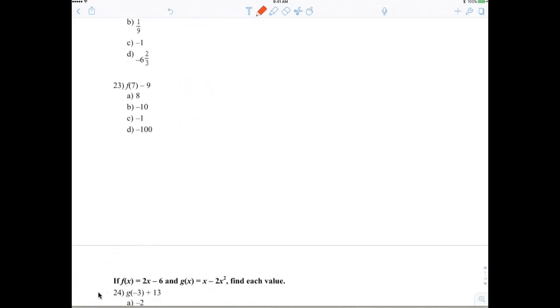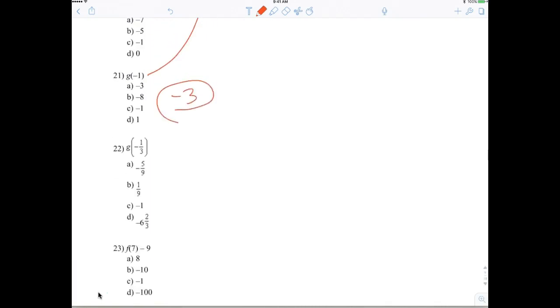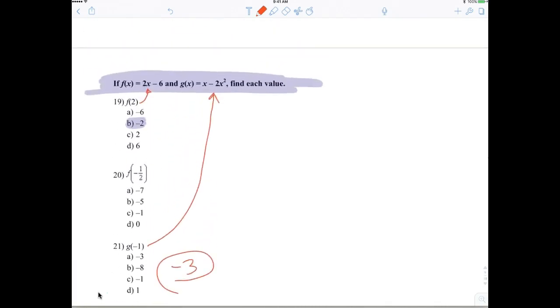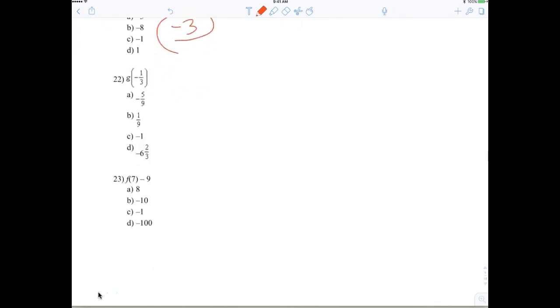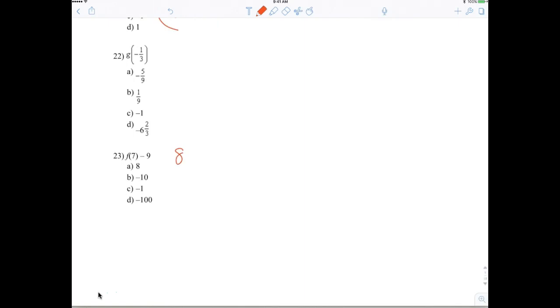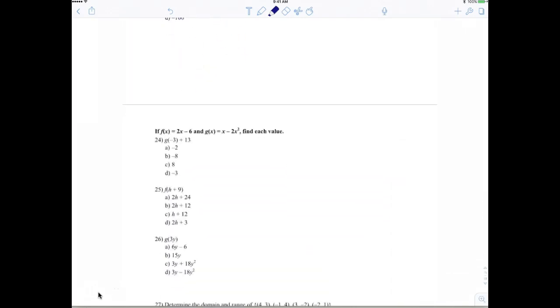23: f of 7 minus 9. So I have to find f of 7. Somebody tell me what f of 7 is. It's 8. Anybody have any arguments with that? Then after we find that it's 8, I have to now do what? Which is what? Negative 1, guys. That's good. Now's the time. You have to speak up. All right, continue on.